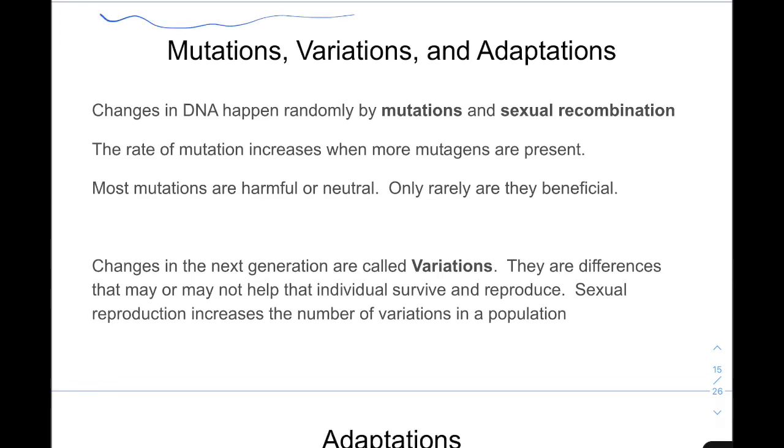Here, we're kind of taking a step into the second half of Unit 6. In the second half of Unit 6, we're looking at how populations or species change over time. So we're getting into the idea of evolution.